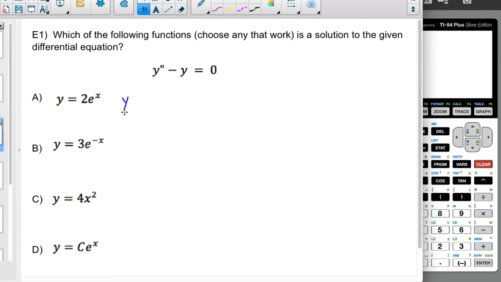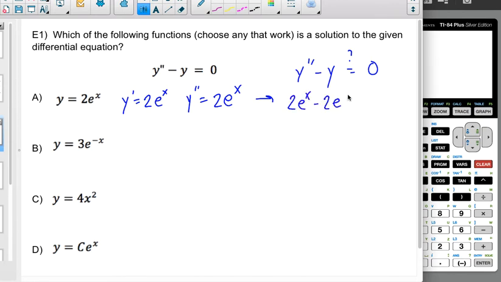So y prime for this 2e to the x is going to be 2e to the x. And y double prime is yet again going to be 2e to the x. So if I do y double prime minus y, and I'm trying to see if it equals 0, this would be 2e to the x minus 2e to the x, and that does equal 0 for all x, so that's true. It doesn't matter what x is, 2e to the x minus 2e to the x is 0. Let's try it for the next one.